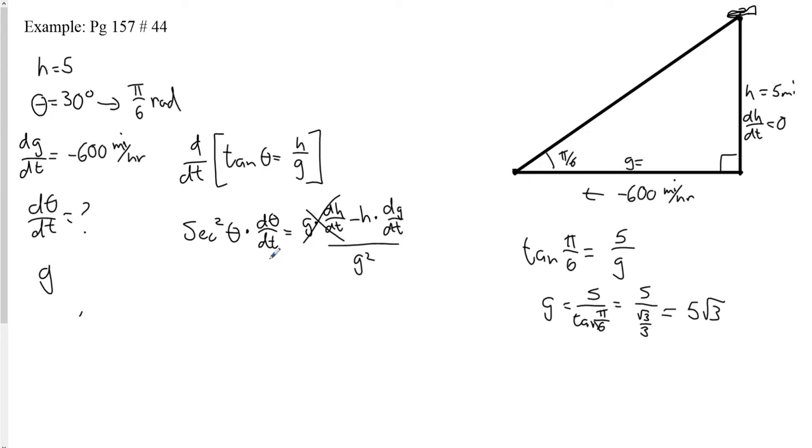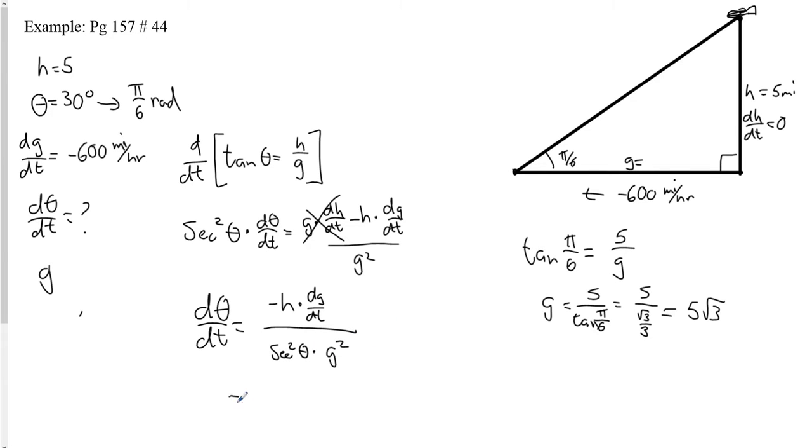So solving for d theta over dt, if I divide both sides by the secant squared of theta, I will have my d theta over dt, which is what I'm looking for. And then that will be negative h times dg over dt, all over the secant squared of theta times g squared.